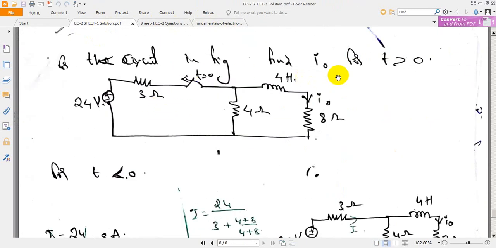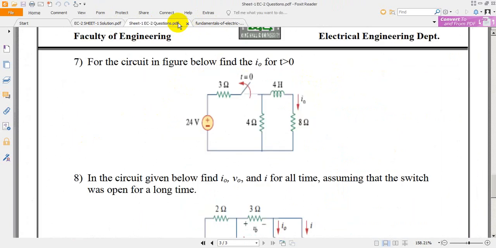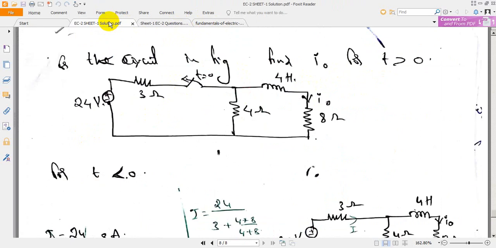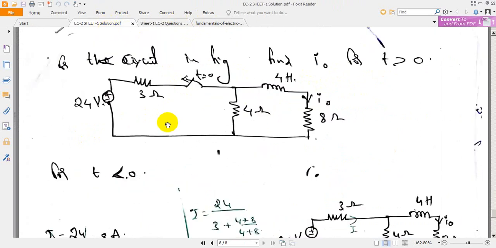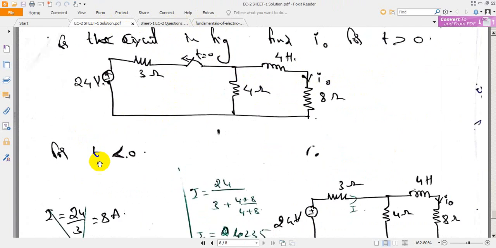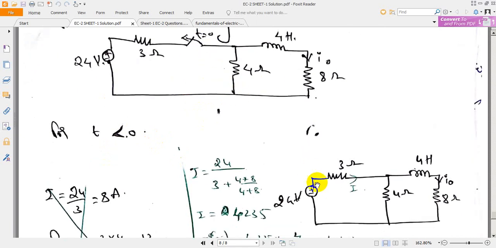Now the circuit given is I naught for t greater than 0. I think this is not the circuit that has been placed in the question for 3 ohms. Yeah, this is the same circuit. At t is equal to 0, this is open. So for t less than 0, it means before switching operation, the circuit is in this form.